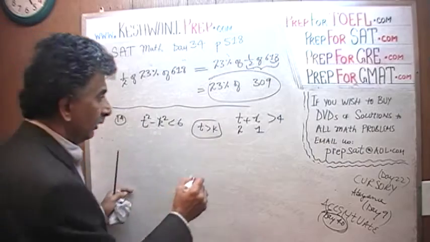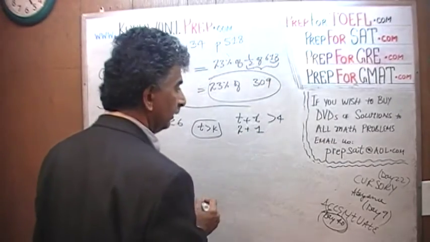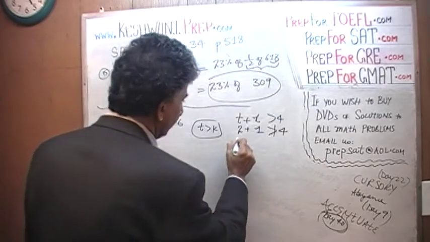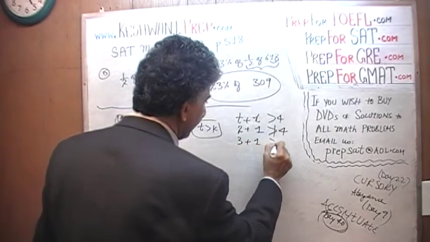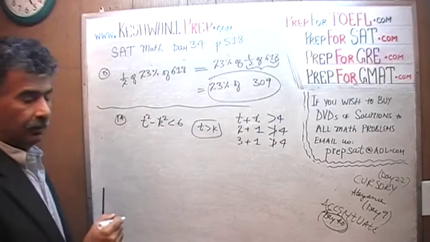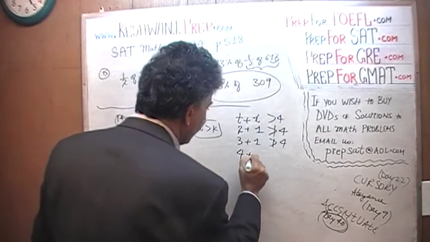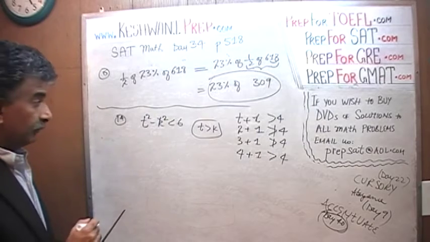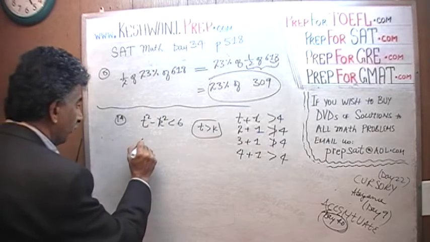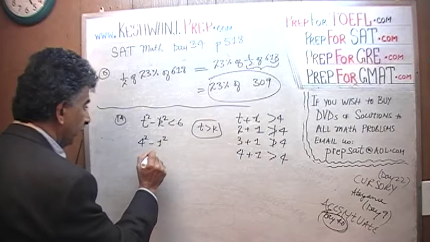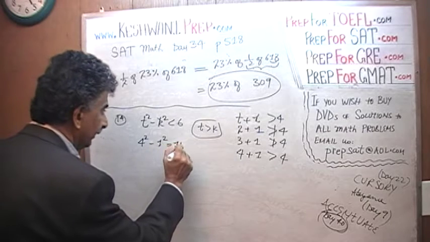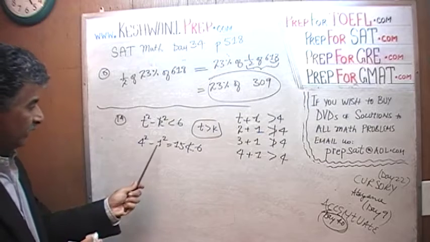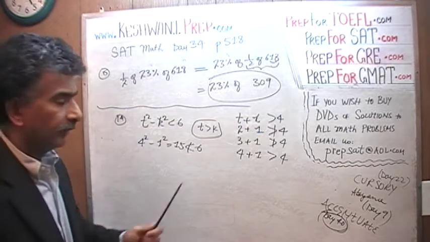But the problem is, 2 plus 1 is not more than 4. Maybe t is 3, but that is not more than 4. Maybe t is 4. If it's 4, 4 plus 1 is greater than 4, but the problem here is that 4 squared minus 1 squared is going to be 15, which is not less than 6. These are too far apart. They cannot be 4 and 1.